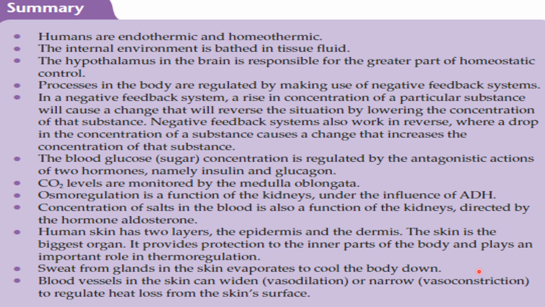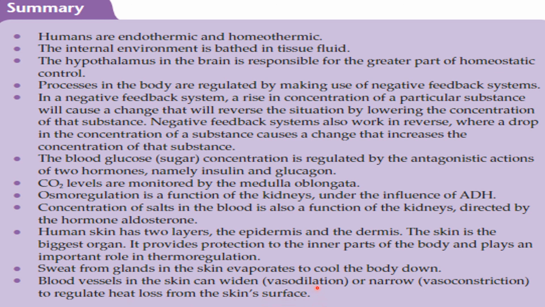But the internal processes as well that we've explained of how it happens that you end up sweating. Blood vessels in the skin can widen, which is called what? Vasodilation. You remember vasodilation is when the blood vessels relax. They are widening as they are relaxed. They are dilating. Or narrow. When they narrow, it's called what? Vasoconstriction, because now they are constricting. Why do they do that? They do that to regulate heat loss from the skin's surface.